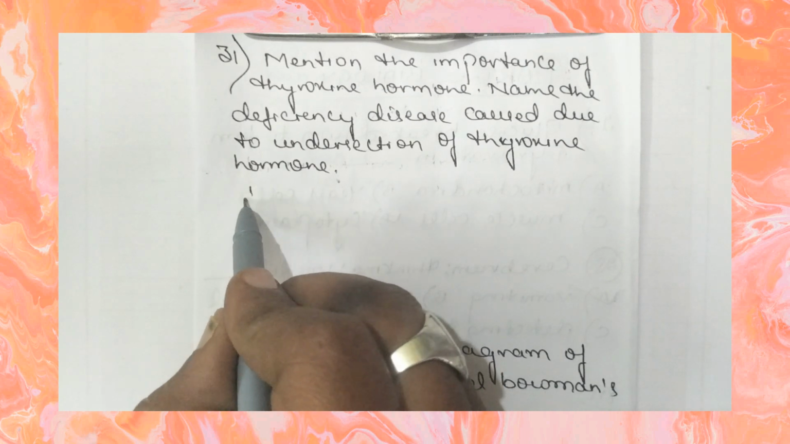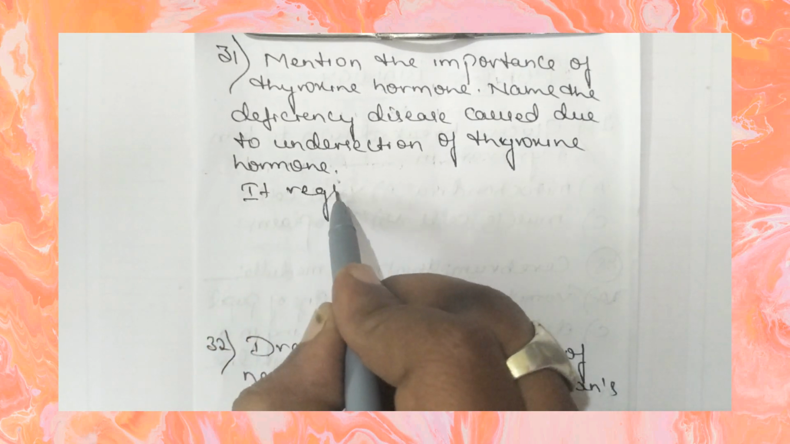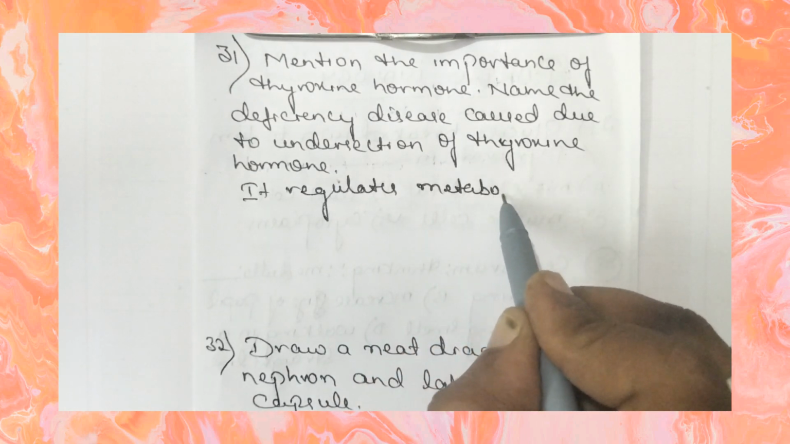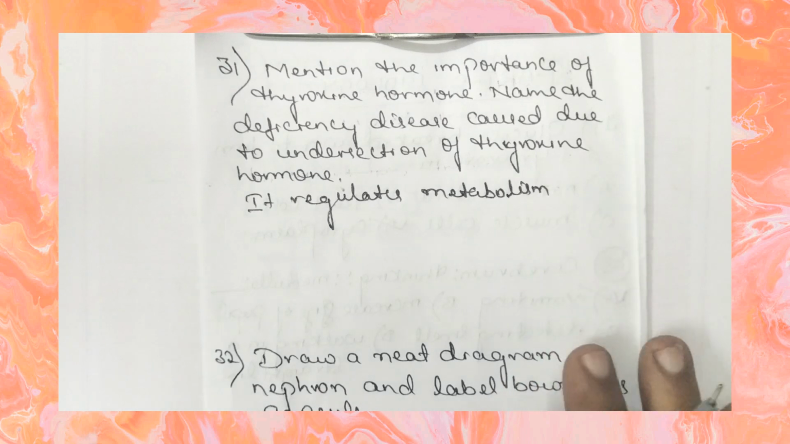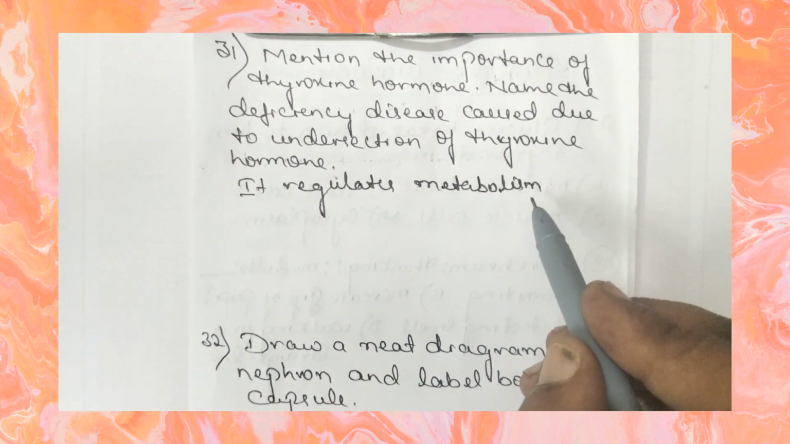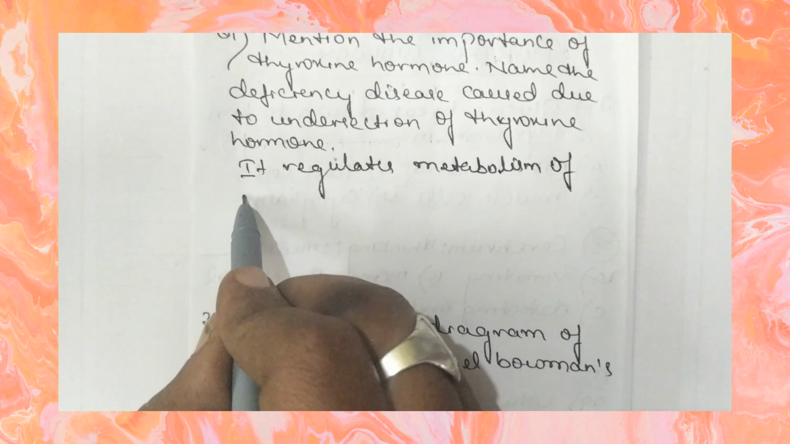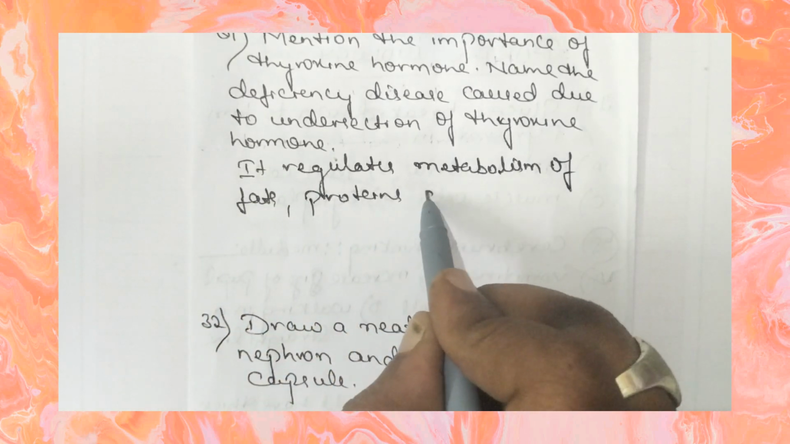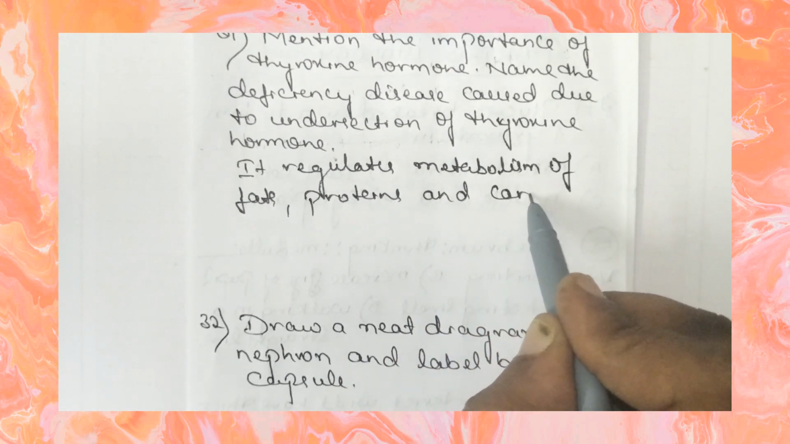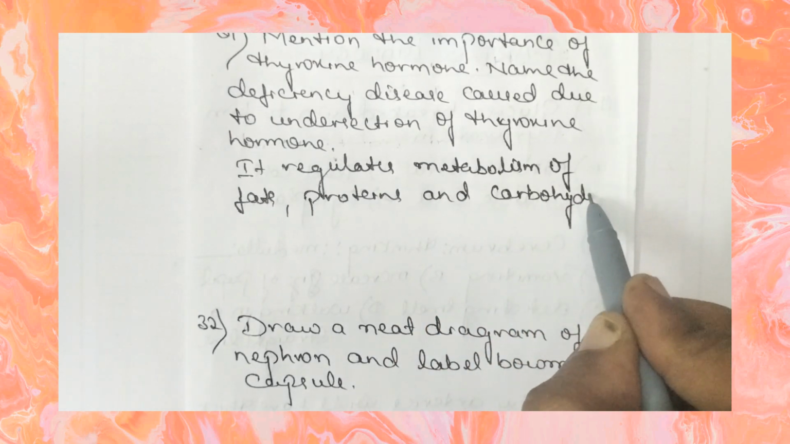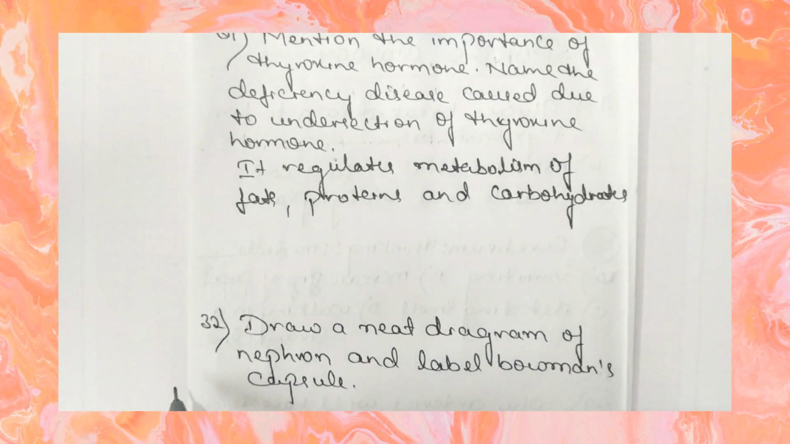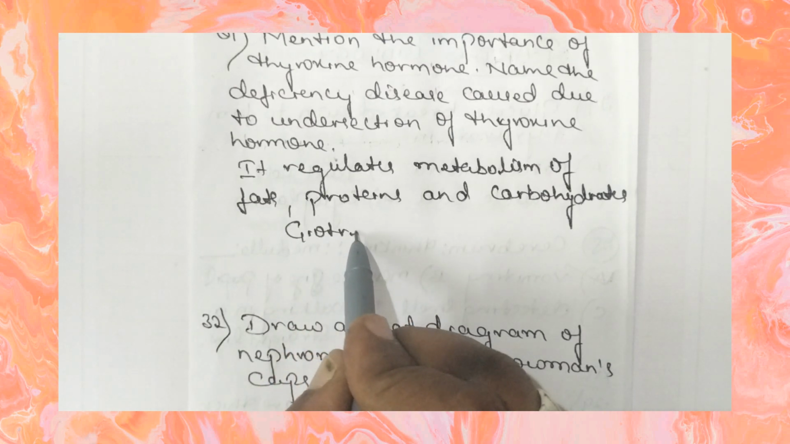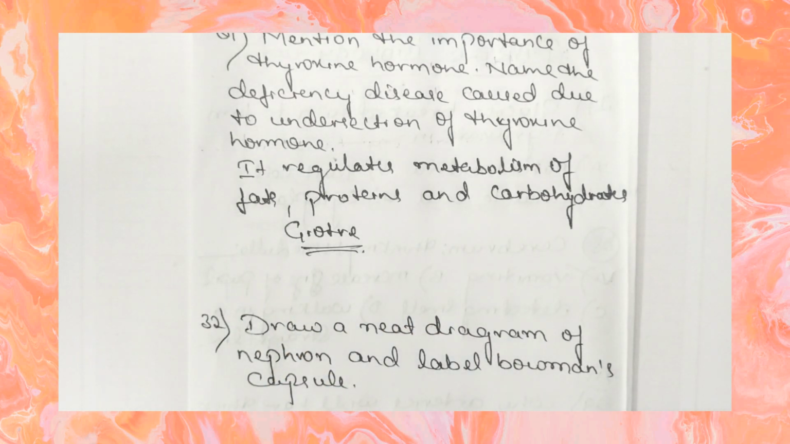So the importance of thyroxine hormone is it regulates metabolism. It regulates metabolism of fats, proteins and carbohydrates. Then what is the deficiency disease caused due to under secretion of thyroxine hormone? It causes a disease called goiter.